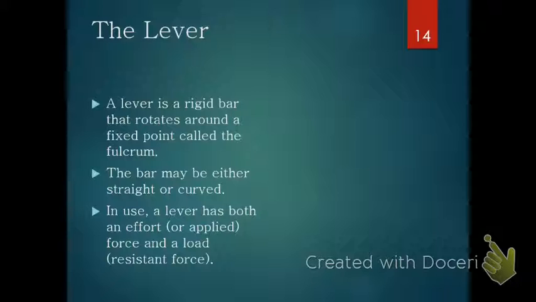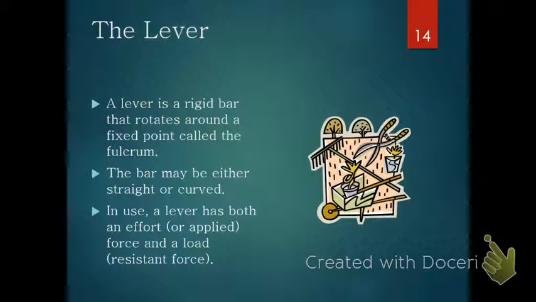A lever is a rigid bar that rotates around a fixed point called a fulcrum. It could be straight, it could be curved. Let's think of a seesaw. The point in the middle that the seesaw rotates around, that's the fulcrum. There's a point at which you're applying force, and then there's a point at which you're lifting a load. So a lever has both an effort and a load.